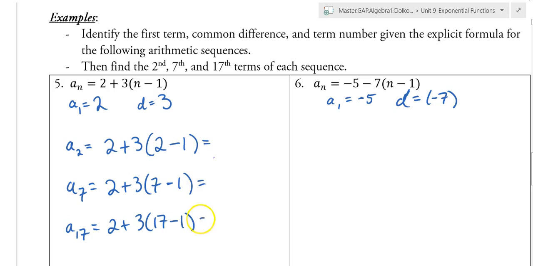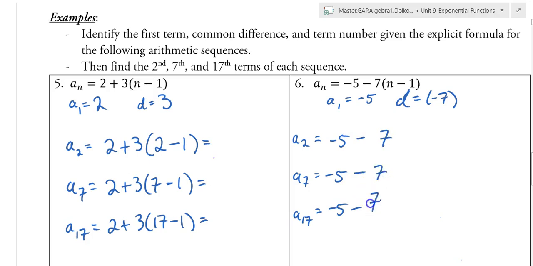We'll go through calculating these in a minute, writing them out over here for the same terms. So that negative 5 is always going to be our starting point, minus 7, minus 7, minus 7. Now what changes each time is our n. So here my n is 2, here it's 7, and here it's 17. And then our minus 1.